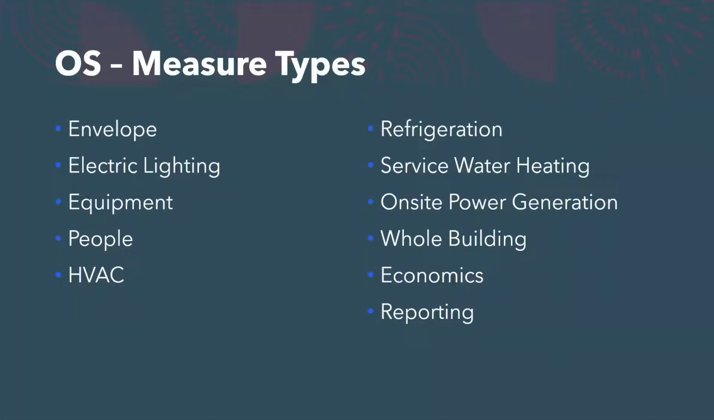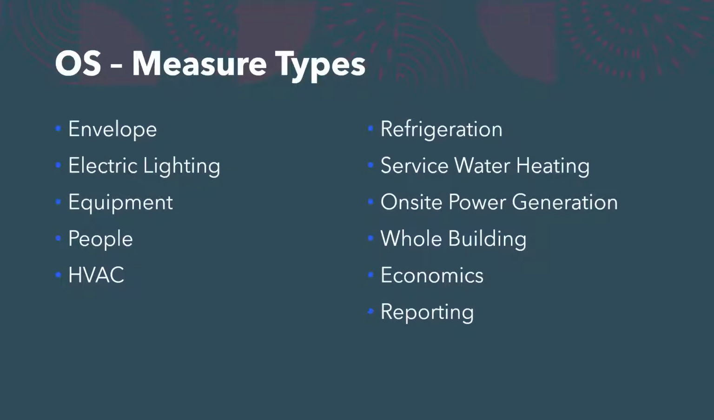There are several types. We have the envelope, electric lighting, equipment, people, HVAC, refrigeration, service, water heating, on-site power generation is a relatively new one, whole building, economics, and reporting. And each of these has subcategories that goes from one subcategory all the way to 8.